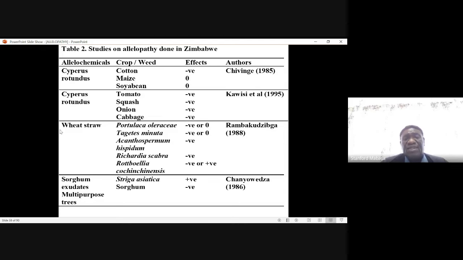Then wheat straw was also found to be allelopathic to some weeds. At Henderson Research Station. Then sorghum exudates were found to stimulate Striga asiatica. We'll talk about it. But multi-purpose trees were actually suppressing sorghum.